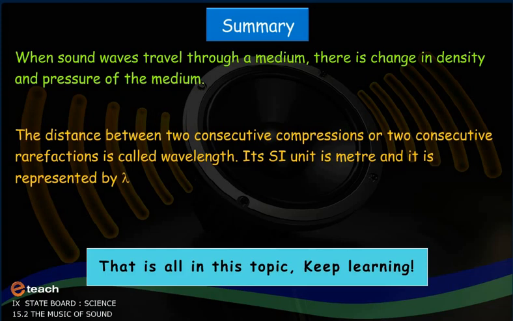Summary. When sound waves travel through a medium, there is change in density and pressure of the medium. The distance between two consecutive compressions or two consecutive rarefactions is called wavelength. Its SI unit is meter and it is represented by lambda.